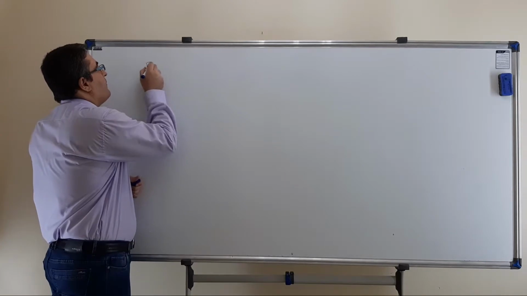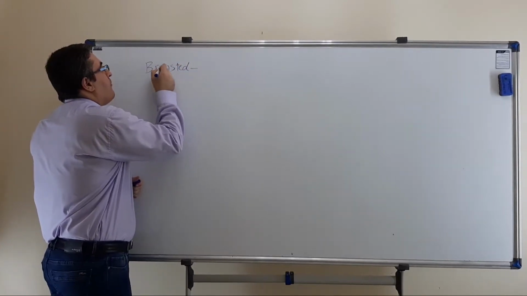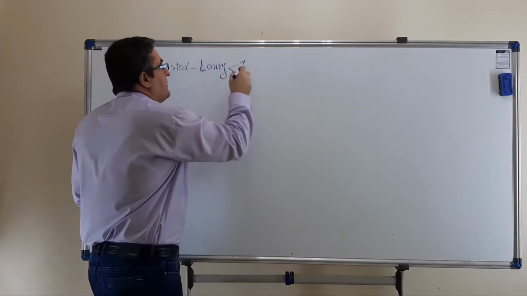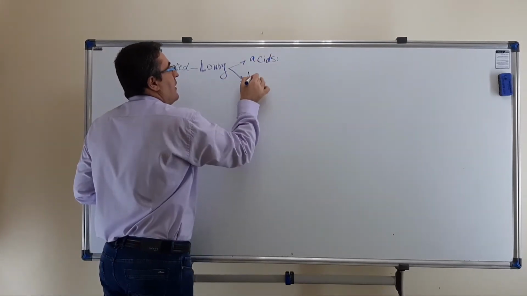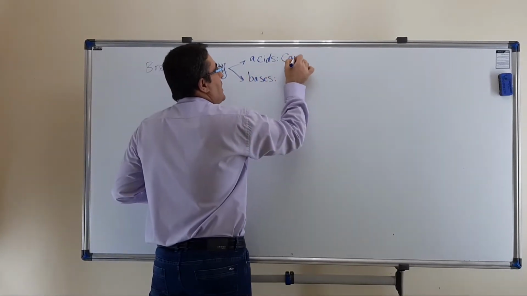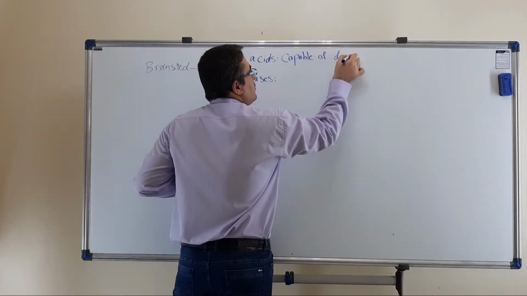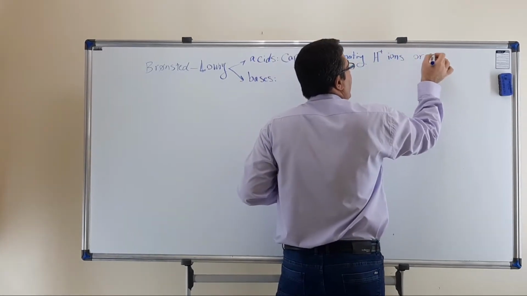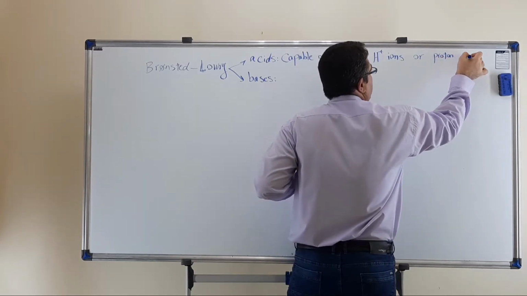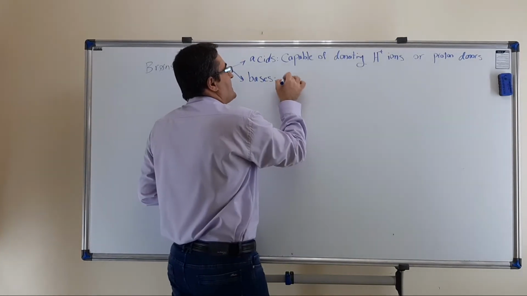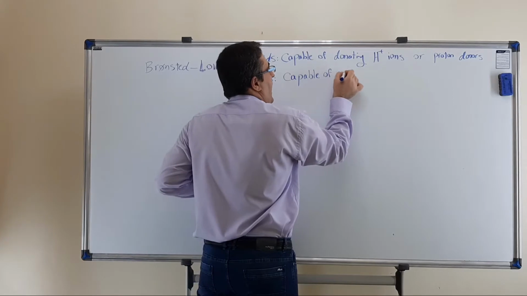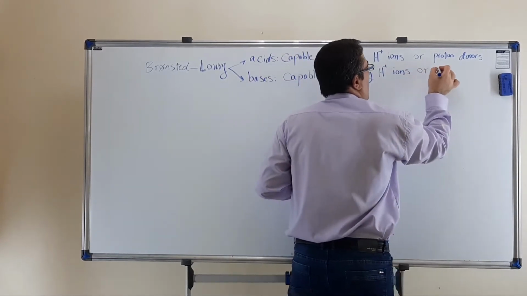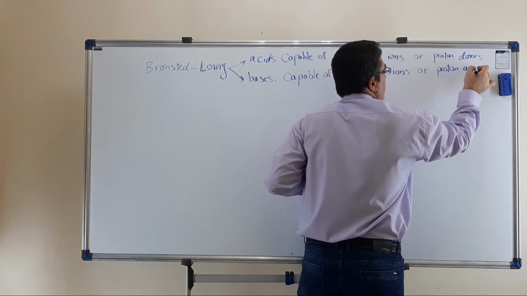So we have the Bronsted-Lowry acid-base definition, in which acids are capable of donating H+ or hydrogen ions. Or in fact, they are proton donors. And bases are capable of accepting H+ ions. Or they are proton acceptors.